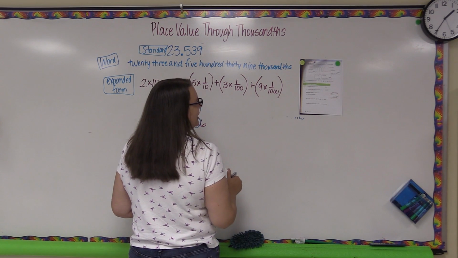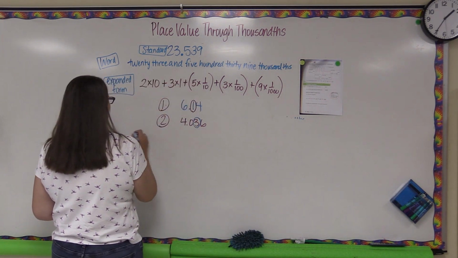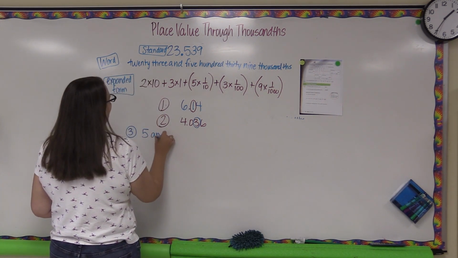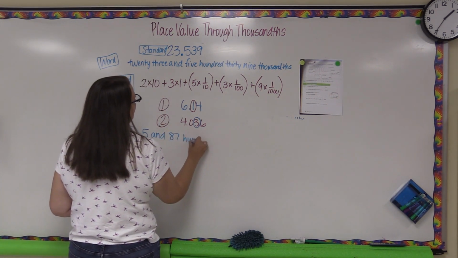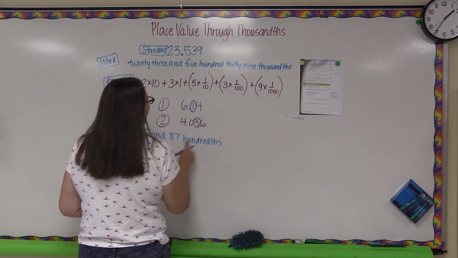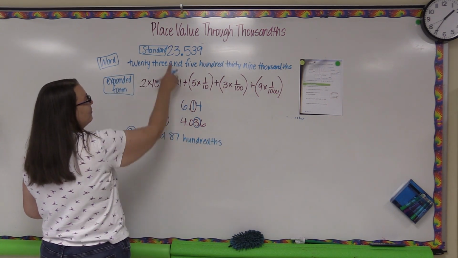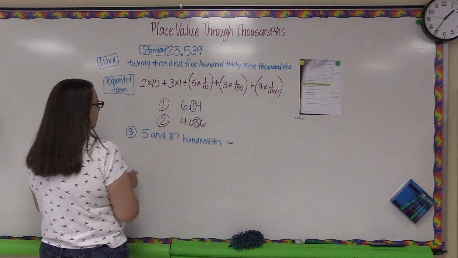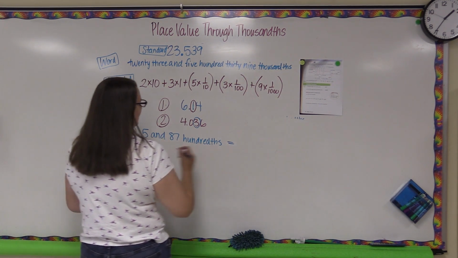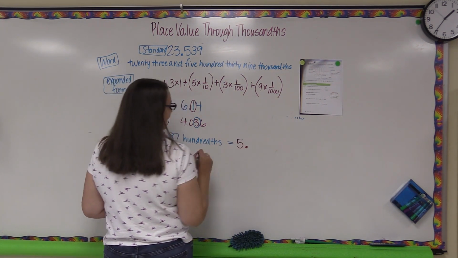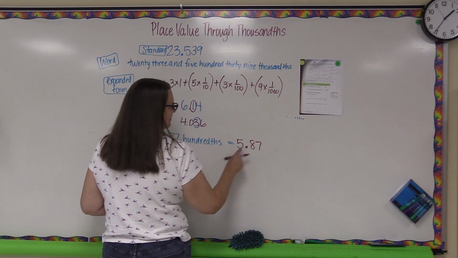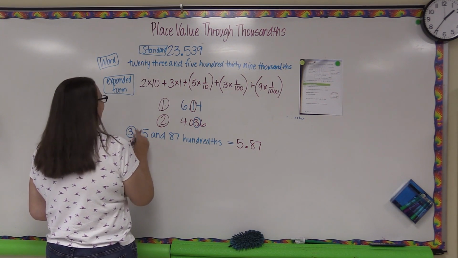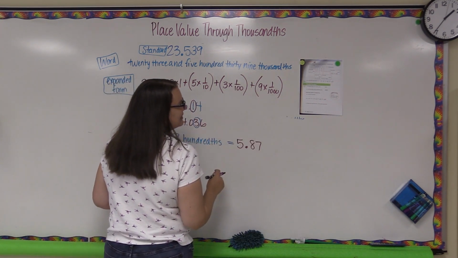Number 3 says, write each number in standard form. So with number 3, they give us the word form, 5 and 87/100ths. So we're going to take a word form and we're going to turn it into standard form. Remember, standard form is just the number. You write just what it says. Remember, that and is the decimal. So 5 and 87, and this goes to the hundredths place. Pretty easy.